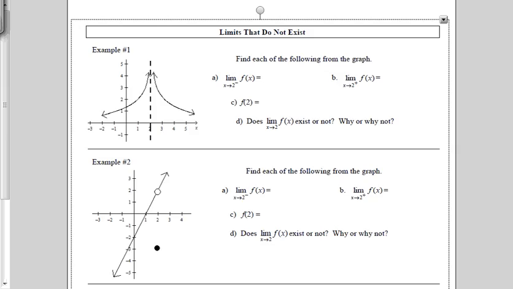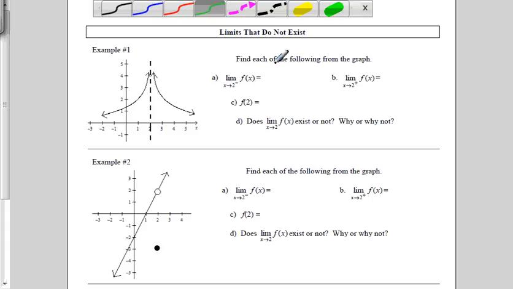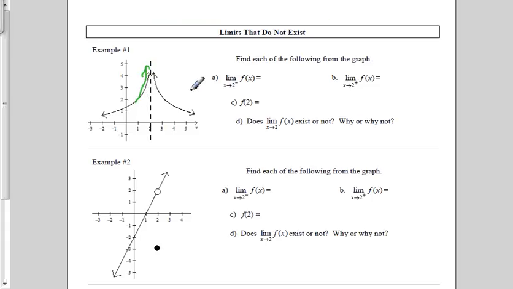One of the best ways to talk about which limits do exist is to first state which limits do not exist. So in this first example, find each of the following. The limit of f of x as x approaches 2 from the negative direction, from the left. It looks like it's getting bigger and bigger and bigger, so it is positive infinity. The limit as x approaches 2 from the right is positive infinity as well. What is the value of the function? The value at x equals 2 is undefined. There's a vertical asymptote there.